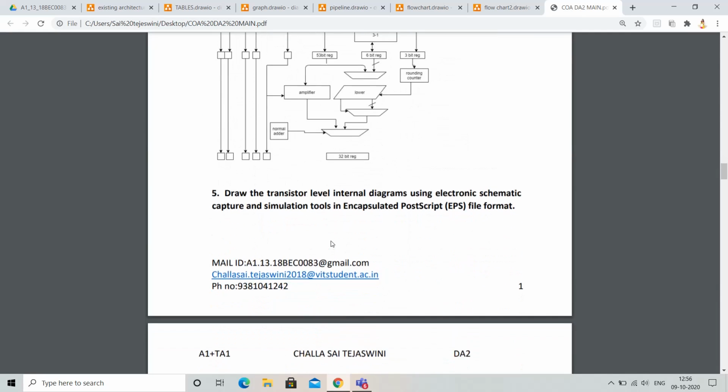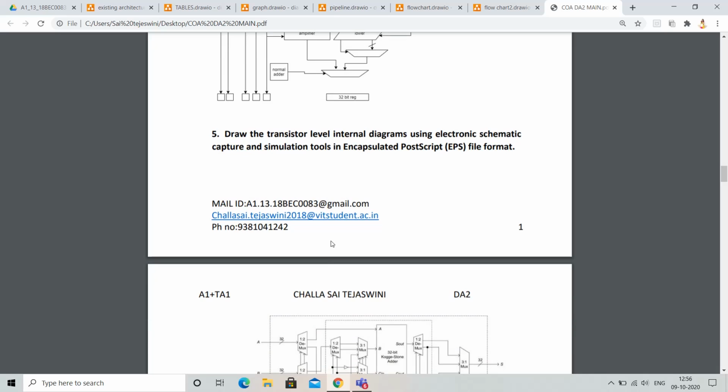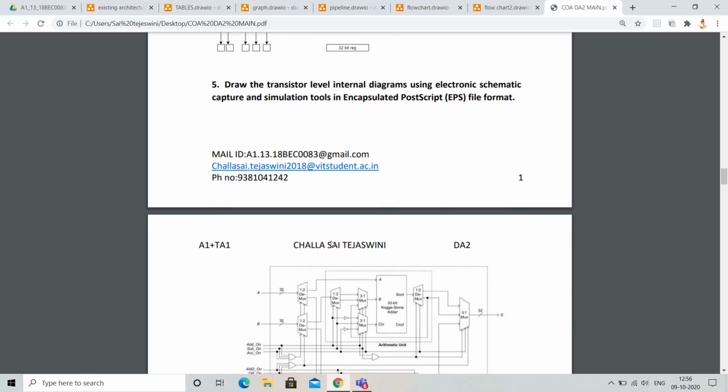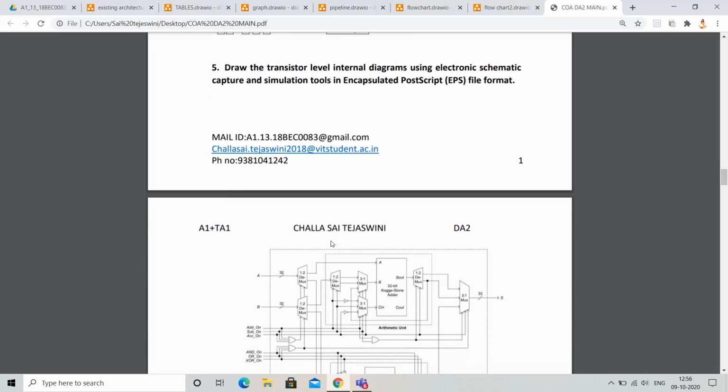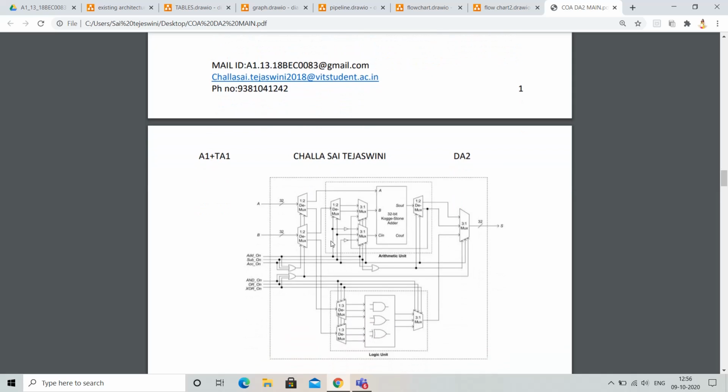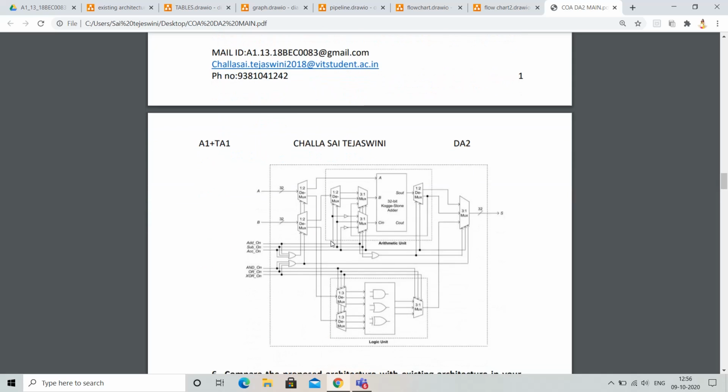Coming to the fifth question, draw the transistor level internal diagrams using electronic schematic capture and simulation tools in the EPS file format. This is the transistor level internal block diagram.